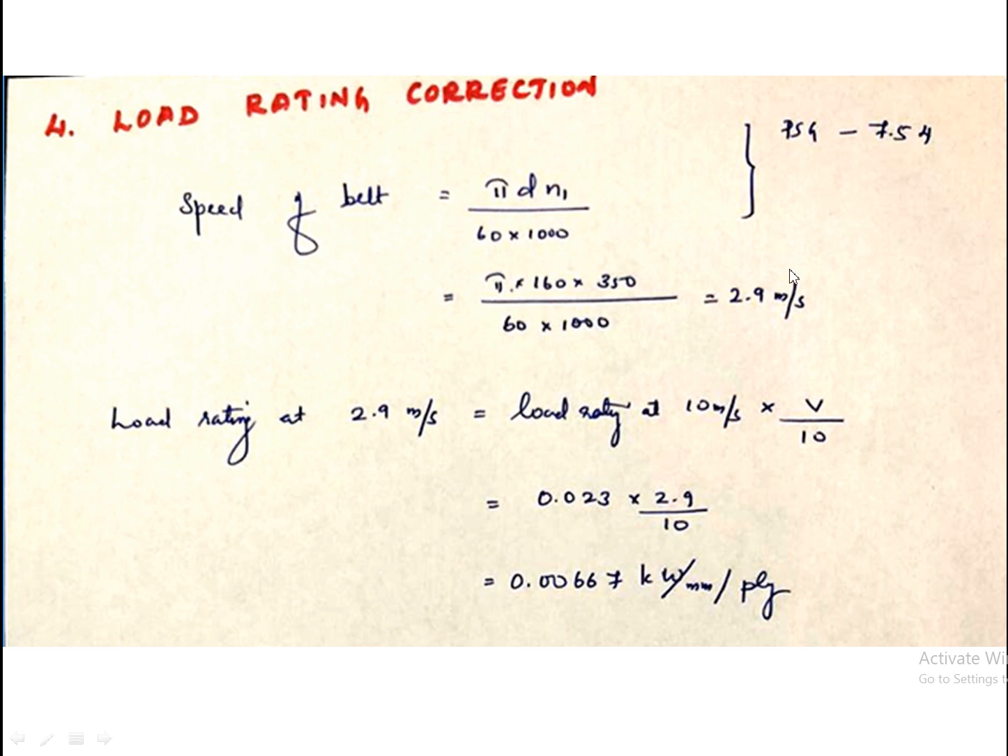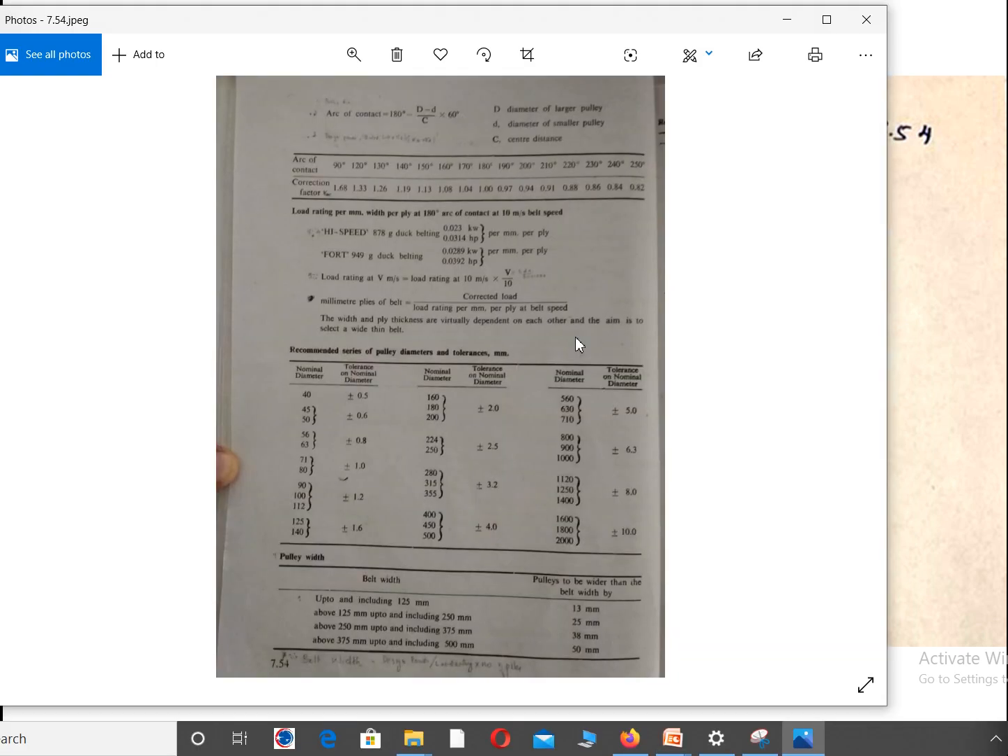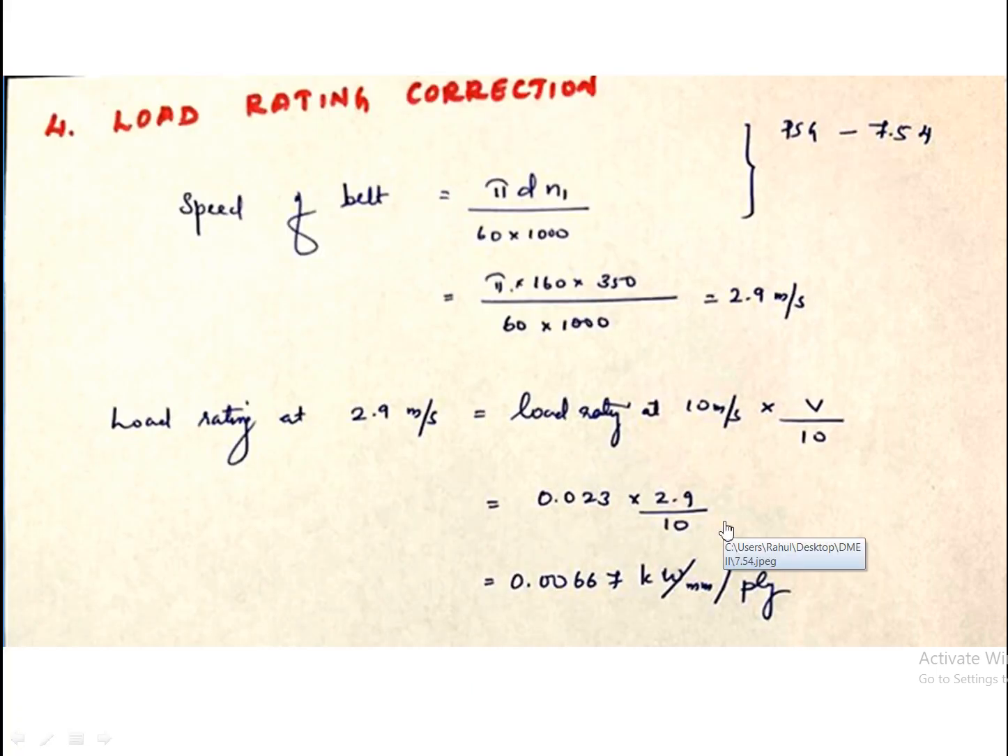Okay, so this equation you can find over here on the same page. You can see that load rating at V meter per second is nothing but load rating at 10 meter per second into V by 10. Okay, now to determine V, you have to use the standard equation pi D N by 60 into 1000, right? So that is it. With this, your load correction rating is also over.